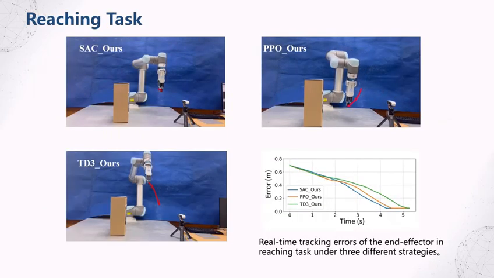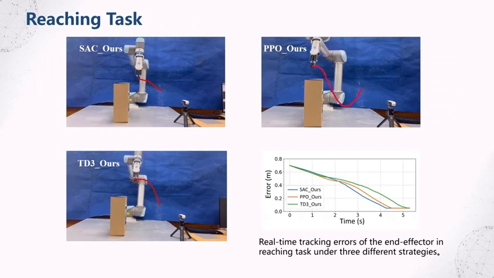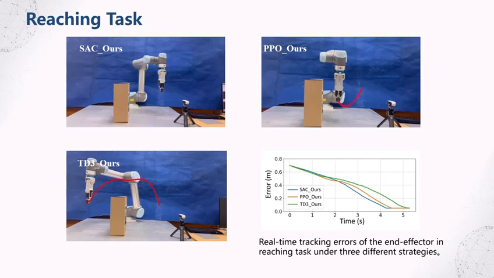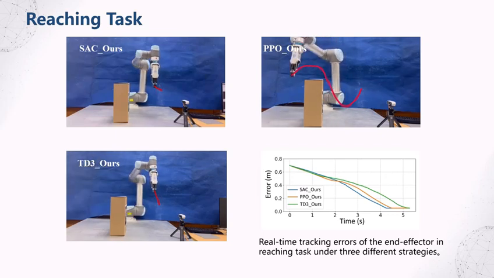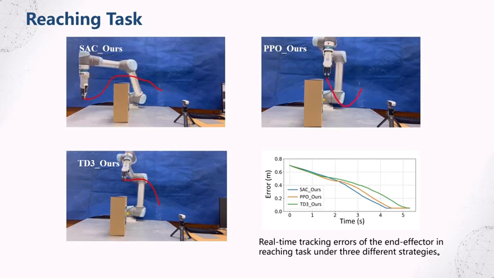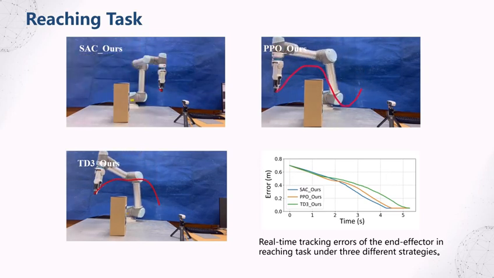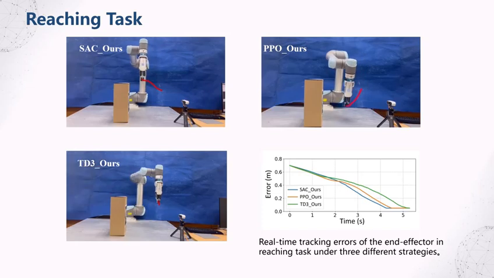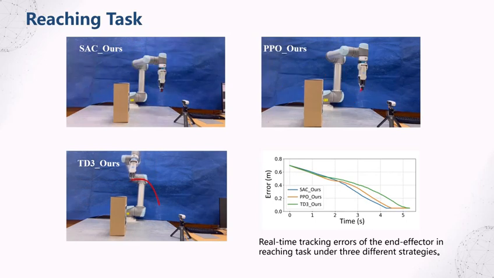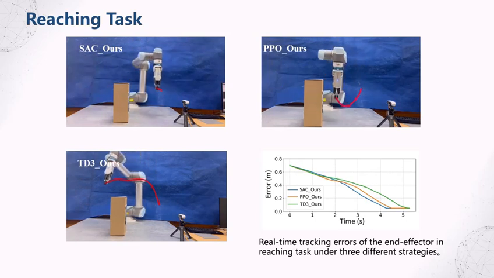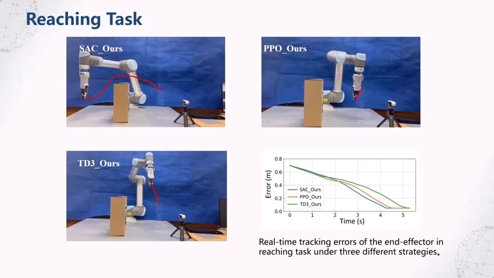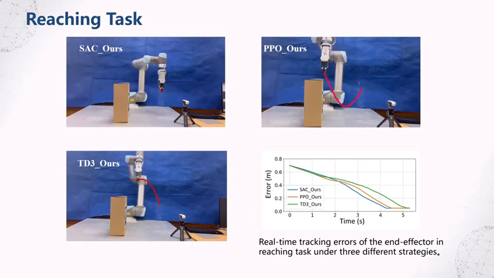The three videos shown here are the results of the reaching task trained by three algorithms. We set the initial pose of the robot and select the endpoint, then randomly place the obstacle position, obtain the obstacle position through the RGBD camera, and then obtain the position of the obstacle relative to the robot through coordinate transformation, and use the feedback position as parameters input into the state space to control the obstacle avoidance planning of the robot. The picture in the lower right corner shows the real-time error of the robot end effector from the target point during the planning process of the three algorithms.